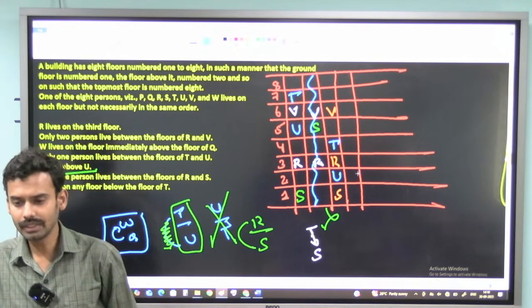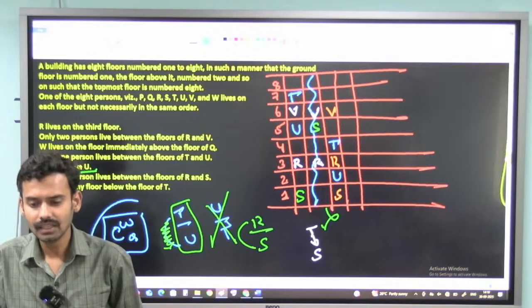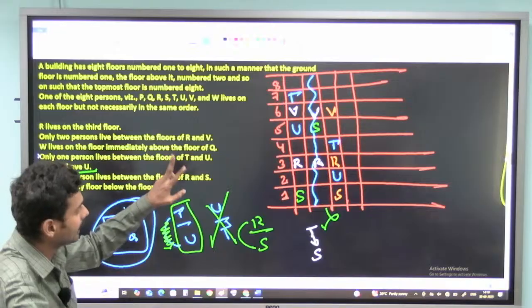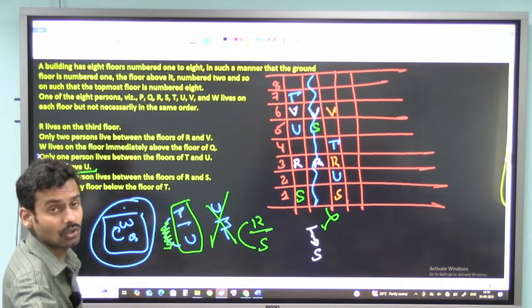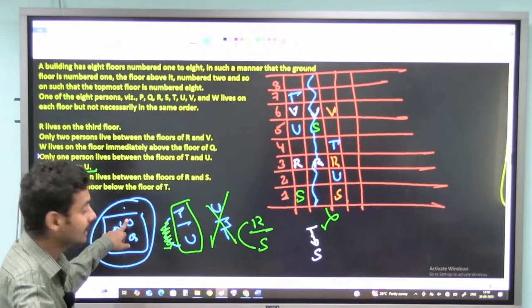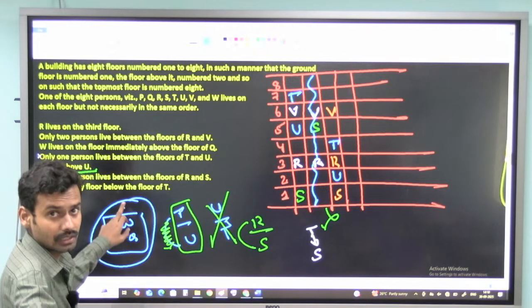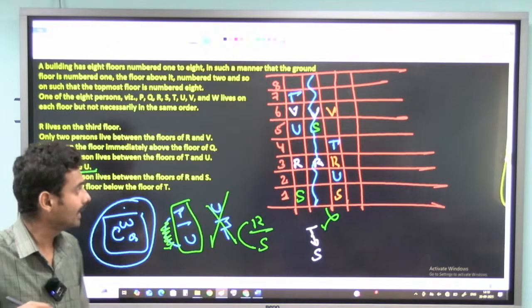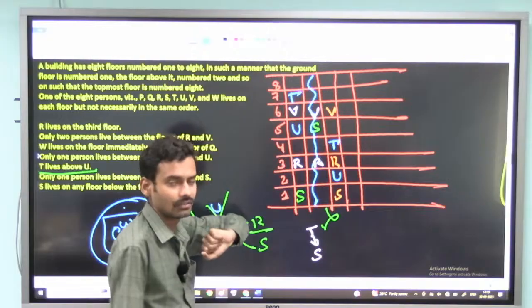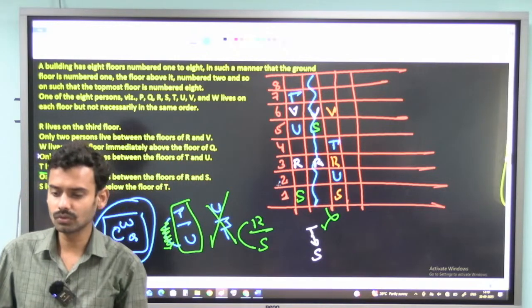Now try to implement the next hint, that is W and Q. I want two immediate places, or I can also say consecutive places, for W and Q, because the question is very specifically saying that W is immediately above Q. So if I consider here, see, there are no two immediate places that are vacant for W and Q. So the first case also I can eliminate.